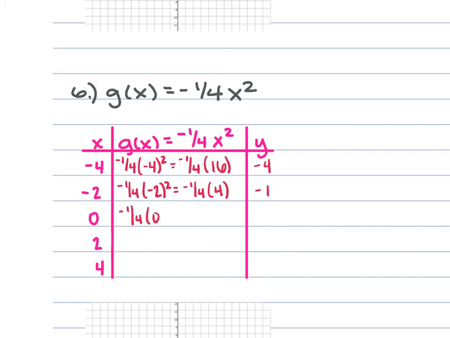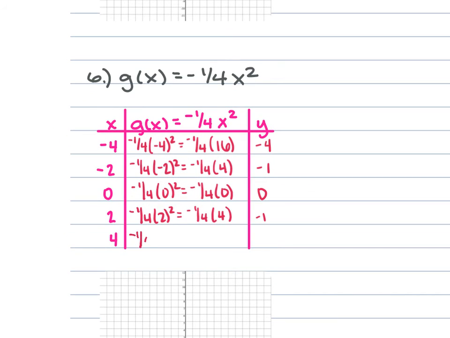Negative 1/4 times 0 squared is negative 1/4 times 0. So that's going to be 0. Negative 1/4 times 2 squared is negative 1/4 times 4. So that's negative 1. And lastly, negative 1/4 times 4 squared. So negative 1/4 times 16, which is negative 4.